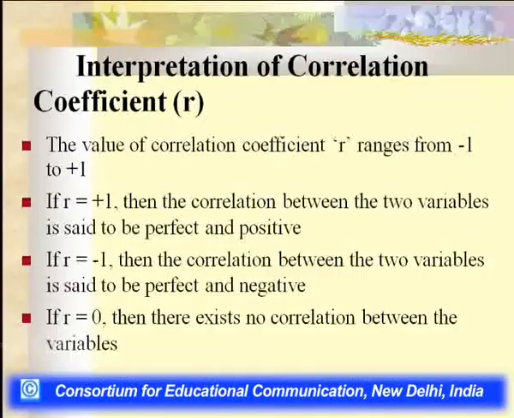Now the interpretation of the coefficient of correlation, denoted by small r, ranges from +1 to -1. If r is equal to +1, it shows a perfect positive relationship. If r is equal to -1, it shows a perfect negative relationship. If r is equal to 0, it establishes no correlation between the series of x and y.